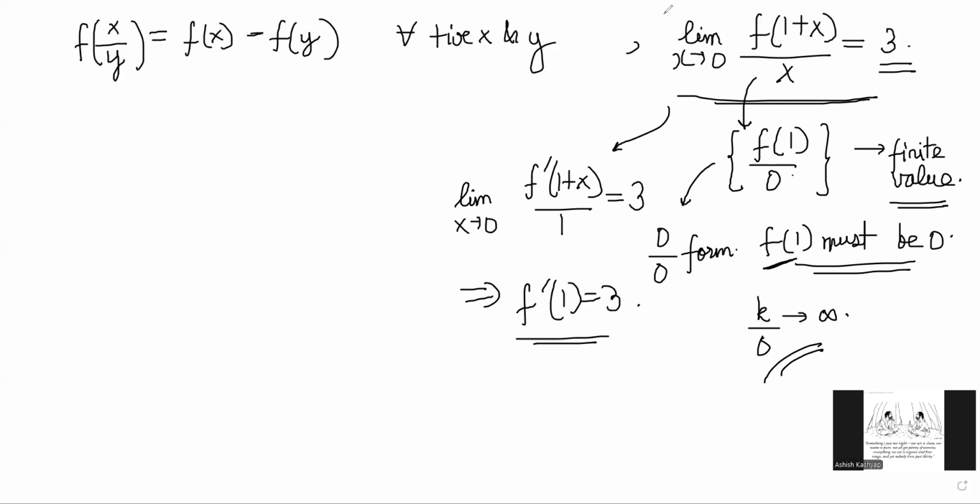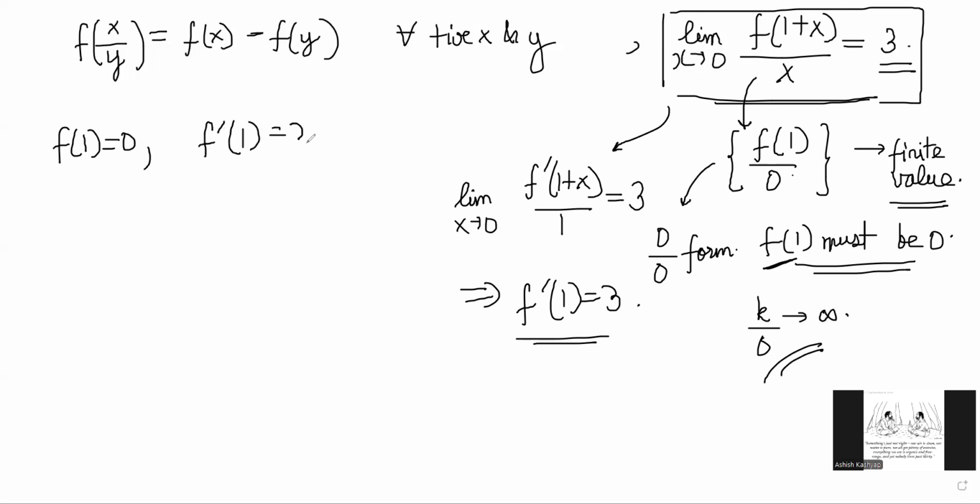So just this limit tells us two pieces of information. It tells us f of 1 is equal to 0, and it also tells us f dash 1 is equal to 3, right? So that information was hidden in the limit. So you should understand why we are saying all this. Firstly, it cannot be finite if f of 1 is non-zero. Secondly, by L'Hopital's rule, f dash 1 should be 3, right? Okay, so now that we have this information, what can we do here?